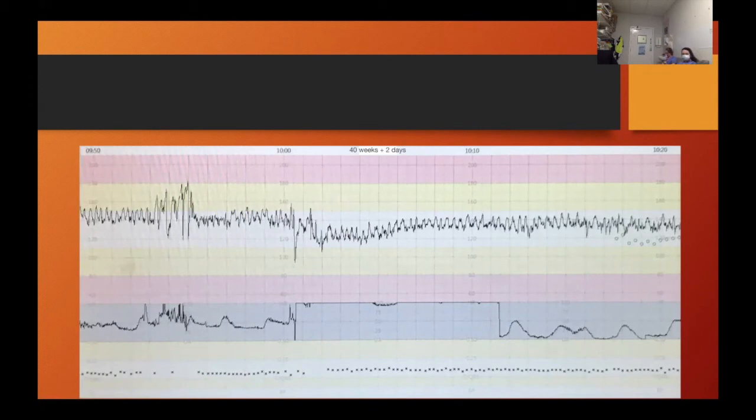Would I start Syntocinon? Do I think that's the management of labour? She's not progressing already. How does that work? What do I do? Okay, that's an easy answer. No, think realistically. She's contracting 7 in 10. I should not be starting Syntocinon. She's not progressing. How do I balance that out? Why do you think she's not progressing?